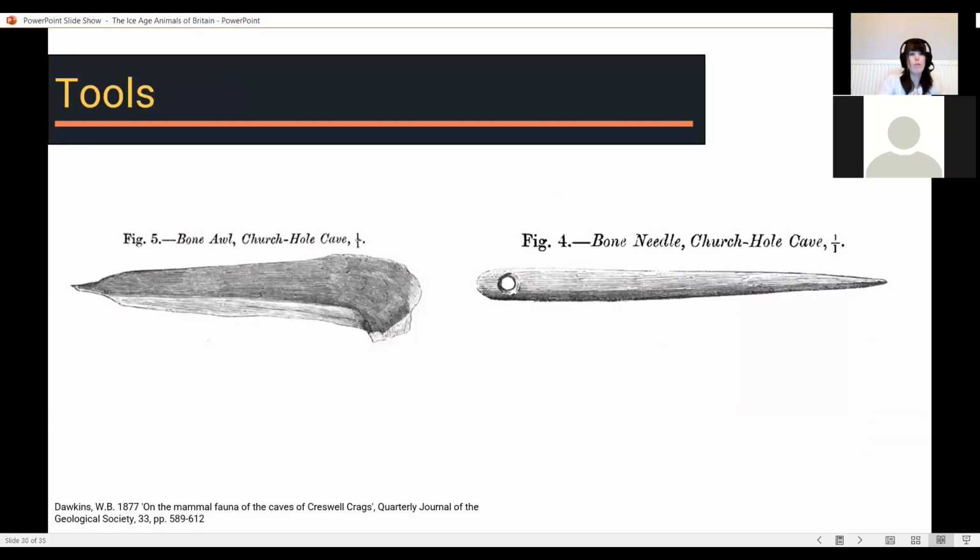And then we can look at the remains of animals found in caves and other deposits and determine the tools that were found, manufactured by humans, created by humans. So a wide variety of tools have been found from Britain, dating to the Upper Paleolithic. I've just got two examples here from Creswell Crags, and that includes a bone awl and a bone needle. And one of these, I think it's the awl, was made from a mountain hare bone.